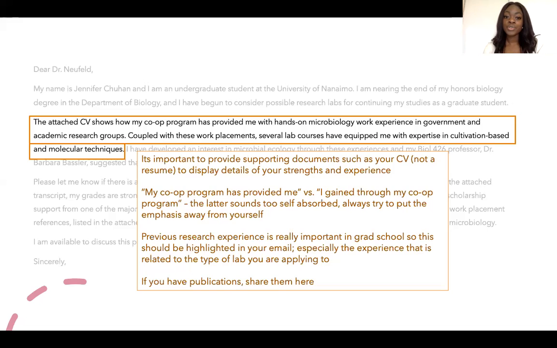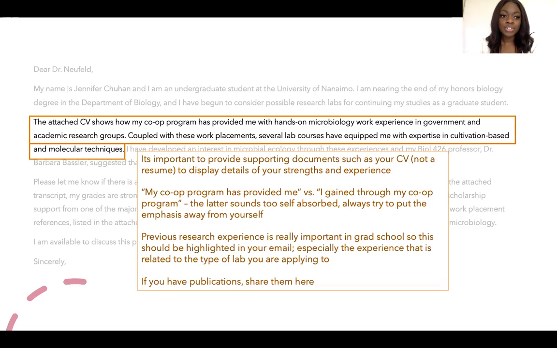So it's good if you want to show your strengths and show that you have previously worked in this field and have a little bit of experience. Even the way she said it was, my co-op program has provided me. She didn't say I gained through my co-op program. Writing emails saying I did this, I accomplished this, I did that, sounds a little self-absorbed. So you always want to put the emphasis away from yourself and think about how other things have benefited you. You want to use a more passive tone when you're writing emails.